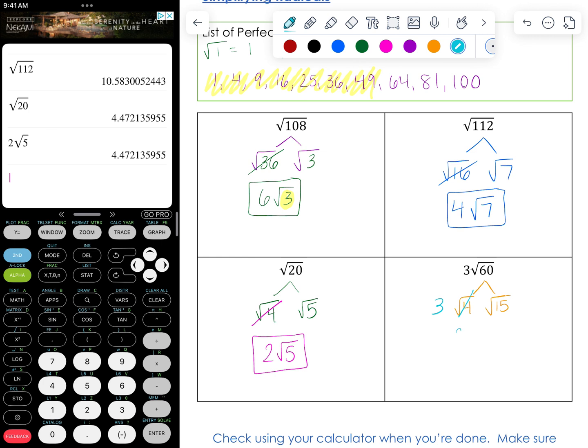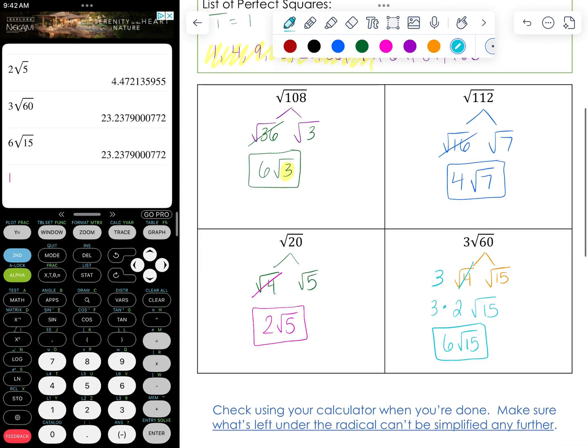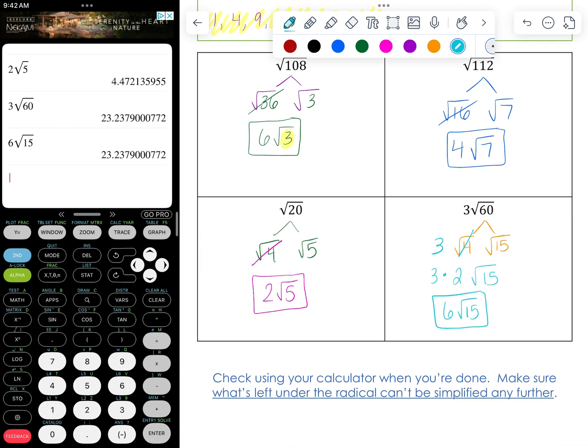Now the square root of 4 simplifies to give you a 2. So that is when we need to multiply with the number that's already there. So 3 times 2 is 6, radical 15. And radical 15 cannot be simplified any further. So we take our original, just to double check, and we take our answer, and there you have it. So always check in the calculator when you're finished. Just make sure that what's under the radical cannot be simplified any further.